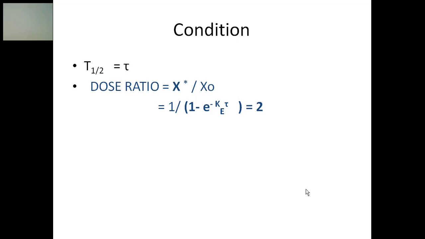Now what I am doing is, we know that t half equals 0.693 by ke. Put that value in this equation over here in the place of tau. So it's very clear that the ke will get cancelled. You will be getting 1 minus e to the power minus 0.693. Now e to the power minus 0.693 equals 0.5, you can calculate it. So 1 minus 0.5 is very clear, 0.5. 1 divided by 0.5 equals 2. So the dose ratio is 2.